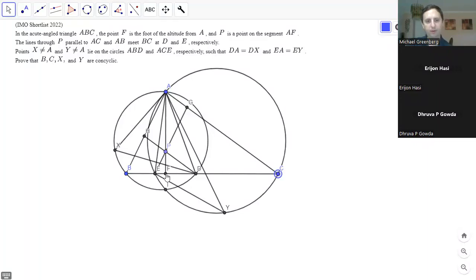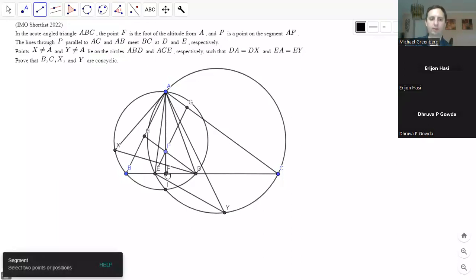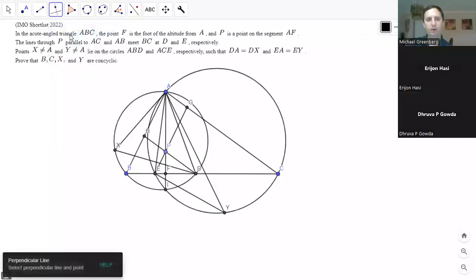Because PDF is similar to ACF, and ABF is similar to PEF. So I think, using those, it shouldn't be hard to show that DF times FB is EF times FC. And so from there, that would mean that F lies on the radical axis, so that this is collinear. Okay, so that would be step 1.